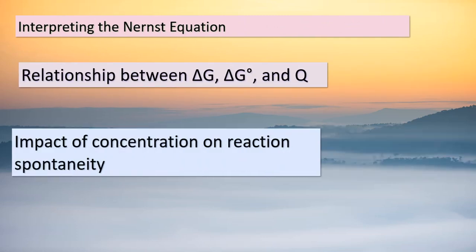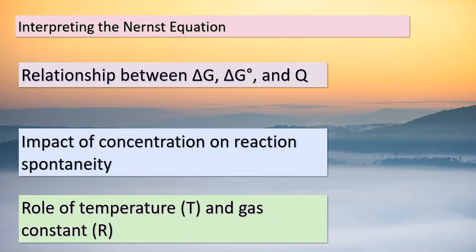Welcome back, students. In our previous topic, we introduced the Nernst equation as a tool for understanding the effect of concentration on cell EMF. Now, let's dig deeper into the interpretation of this equation. The equation shows how the actual free energy change, ΔG, is related to the standard free energy change, ΔG°, and the reaction quotient, Q. By analyzing these components, we can determine whether a reaction will proceed spontaneously or not, based on the concentrations of reactants and products. The fascinating part is that changes in concentration can influence the direction and spontaneity of reactions.